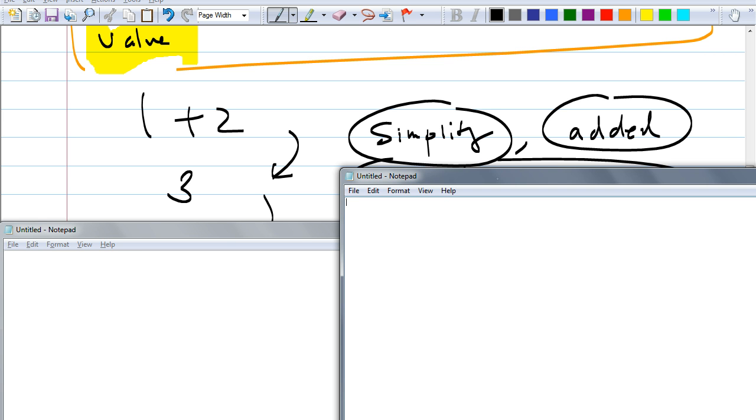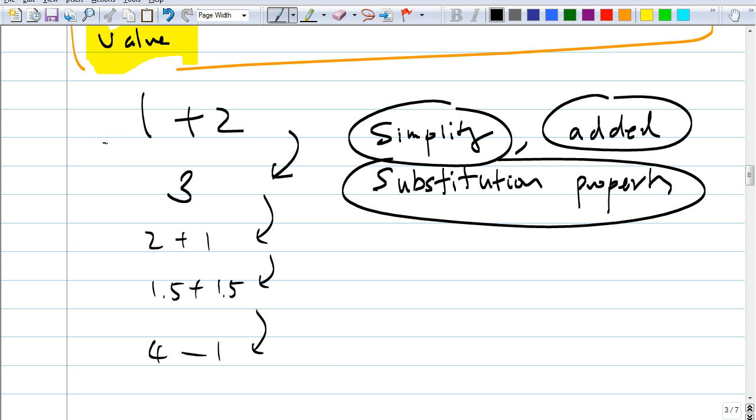Can somebody give me another way? Does it have to be 3? What's another way of writing it? Yeah, 7 minus 4 will work. 2 plus 1. Okay, 1 plus 2, 2 plus 1. What about 1.5 plus 1.5? Would that work? Yeah. You could do this all day. How many ways could you do this? Well, infinitely many. It could be 2.9 plus 0.1. I don't know, you could do this all day.